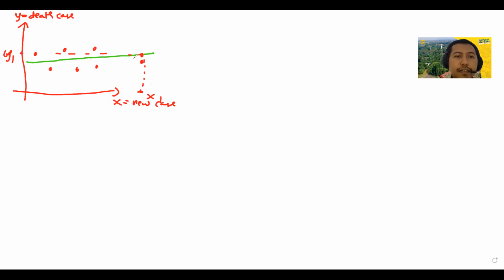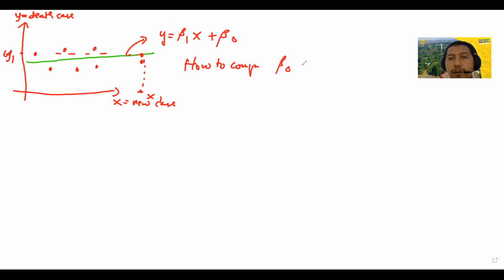Okay, and then the next question: how to find this function? Given the two-dimensional relation between the variables, we can write it like this: y is equal to b1 x plus b0, okay? And then another problem arrives: how to compute b0 and b1?